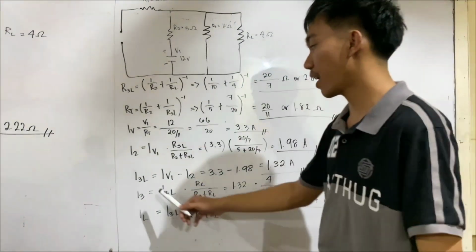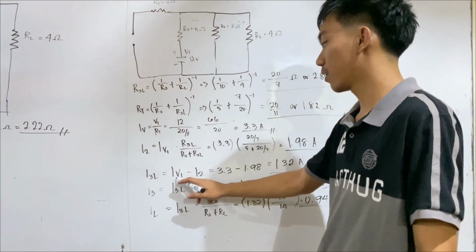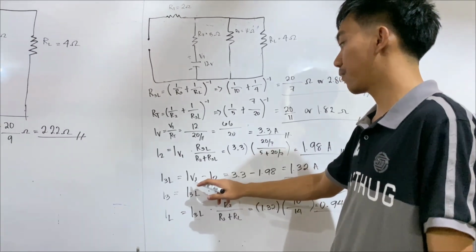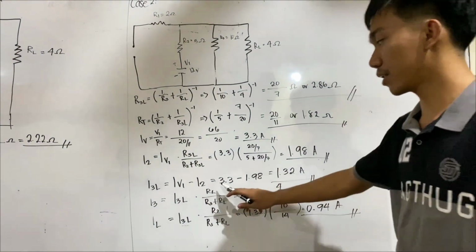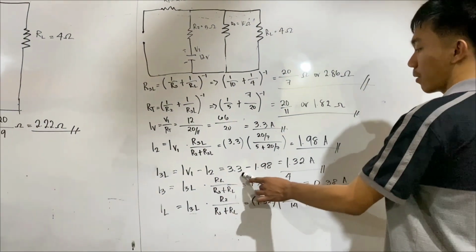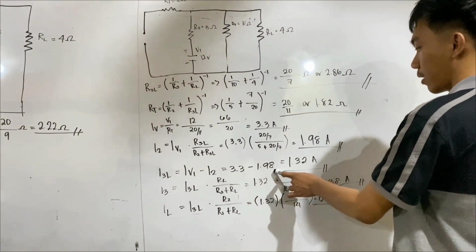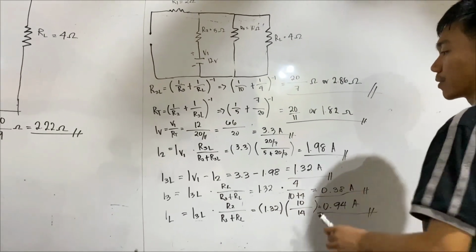Then for I3L, we will have this formula, IV minus I2. Then we will just substitute the values. 3.3 minus 1.98 amps is equal to 1.32 amps.